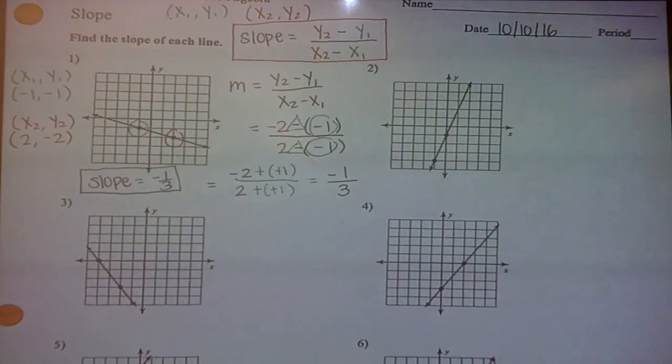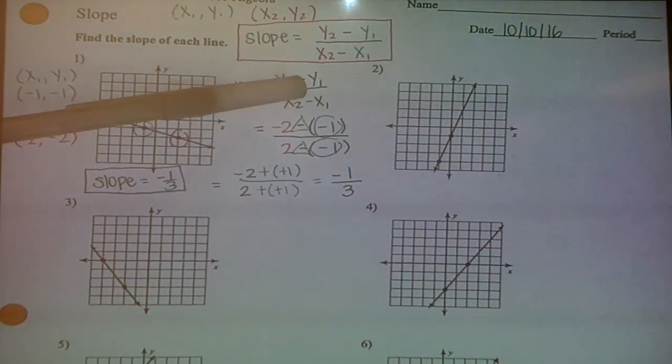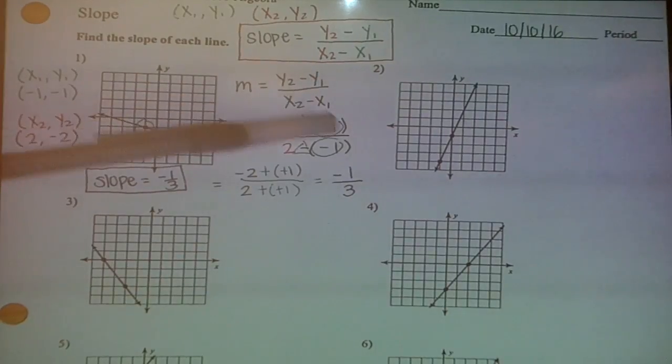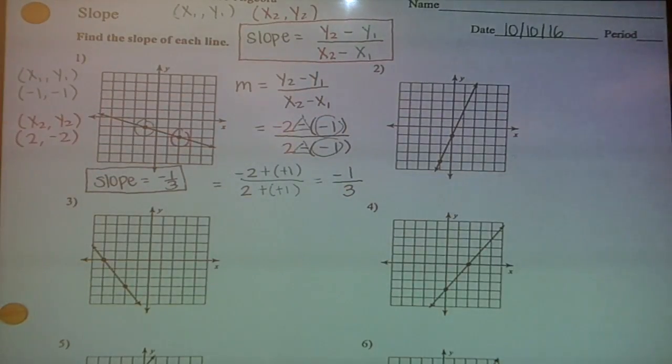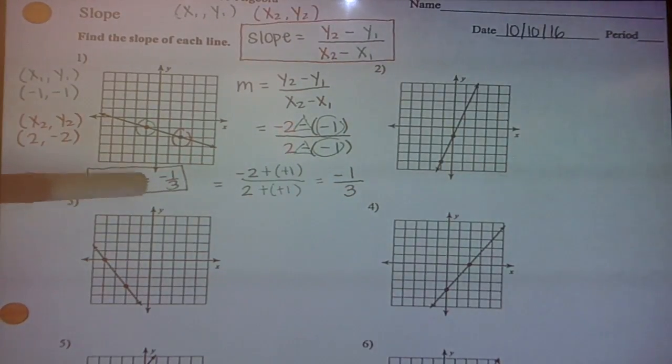So first I found the 2 points. I named the 2 points. Then I use my formula, and be very careful, it's subtraction, and if there's negatives, you need to make sure to write the negatives. Then you simplify and you get the slope of negative 1/3, and that's the slope of number 1.